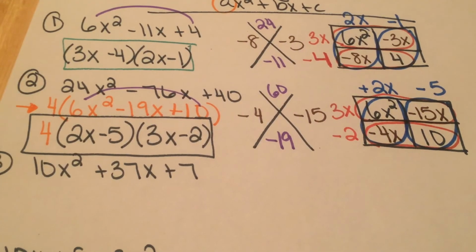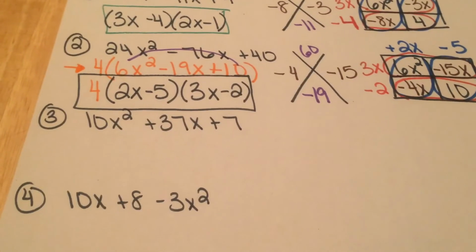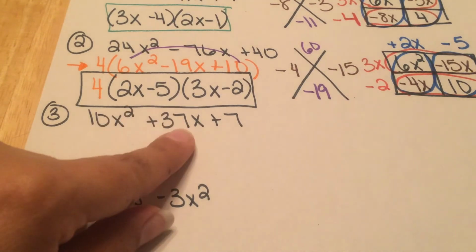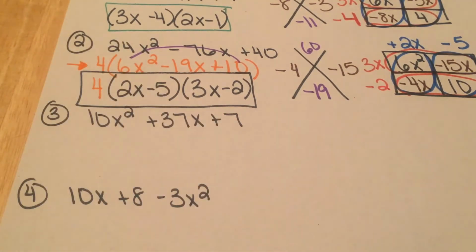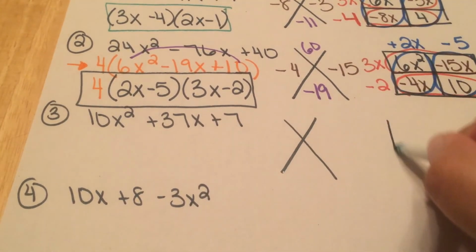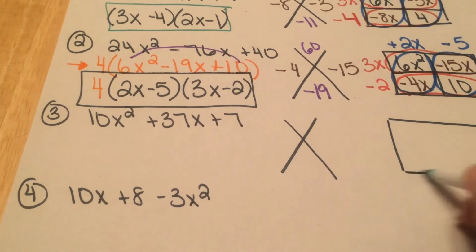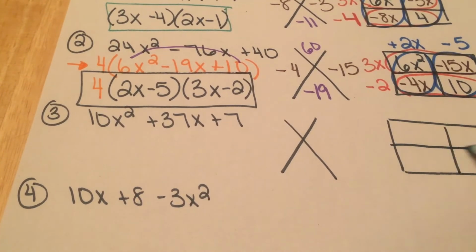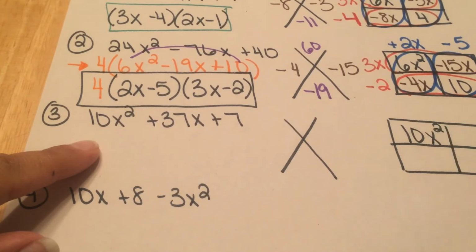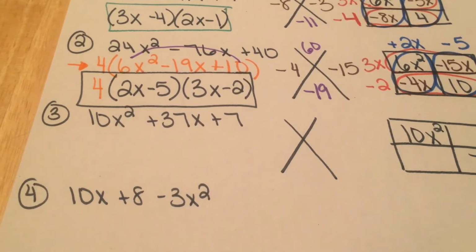All right, let's look at our next example. We have 10x squared plus 37x plus 7. Just for fun, let's look to see if I have a GCF between any of my terms. I don't. So since I don't, I can go ahead and just set up my X puzzle and my box. While we're doing this, we know that the great thing about X puzzle and box for trinomials is that it's going to be the same thing, however boring, always.